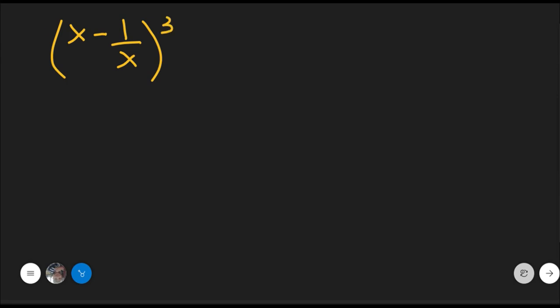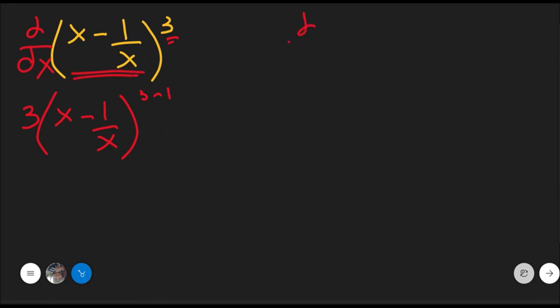Now students, we have another example, x minus 1 over x to the power cube. So first of all we need to write d over dx here, and then we need to bring this 3 to the left, so it would become 3 multiplied by x minus 1 over x, and then subtract a 1 from the power, so this would become 3 minus 1, and then we are going to differentiate the inner bracket. So d over dx of x minus d over dx of 1 over x.